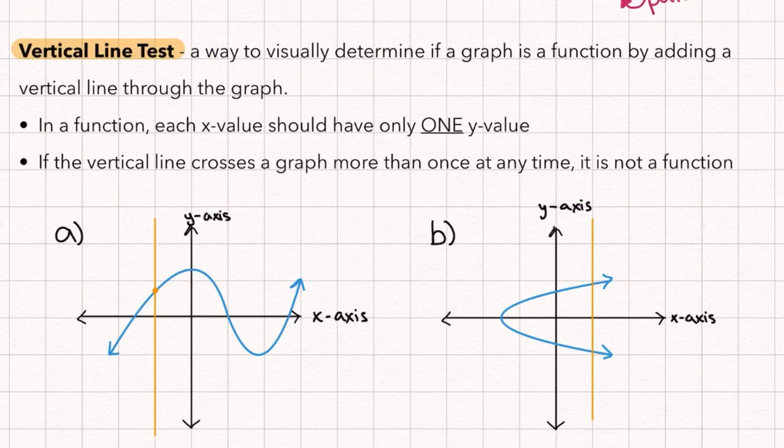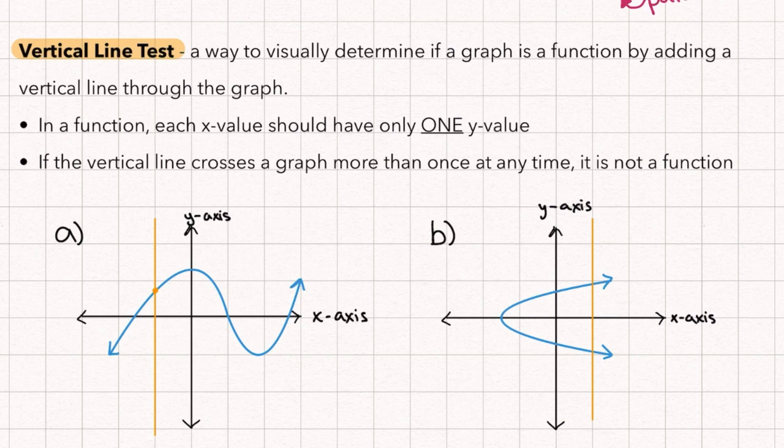That is key in knowing the vertical line test, which is a way to determine visually whether or not a graph is a function by adding a vertical line through the graph. In a function, since each x value has only one y value, it means that if you add a vertical line through a function's graph, it should only pass through the graph once at any given point. And if the vertical line crosses a graph more than once at any time, that graph is not a function.